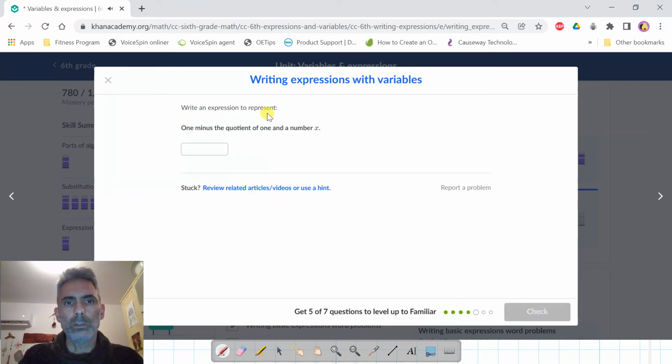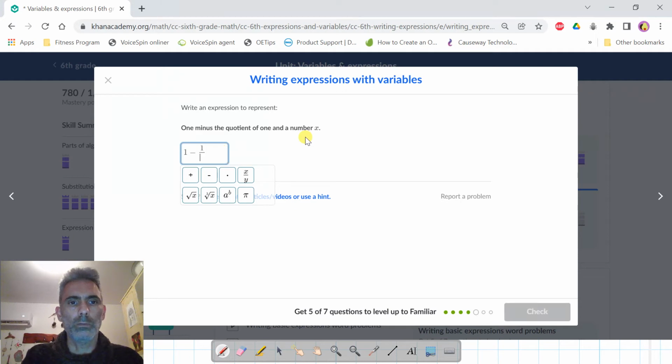Write an expression to represent 1 minus the quotient of 1 and the number x. So 1 over x. 1 minus the quotient of 1 and the number x.